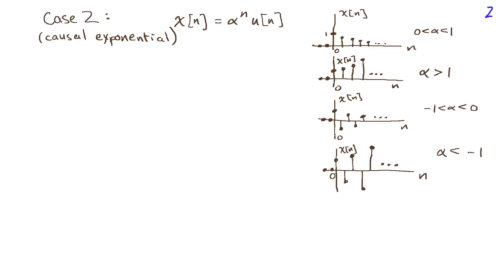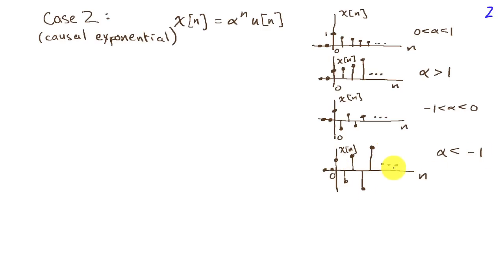For a second example, we're going to look at a causal exponential signal. So this signal, x of n, is defined as alpha raised to the nth power times u of n. So it exists for positive values of n, it's zero for negative values of n, and depending on the value of alpha, we could get several different cases, which I've sketched here. If alpha is positive, but less than 1, then alpha to the n decays. We have a decaying sequence. On the other hand, if alpha is greater than 1, alpha to the n grows, so we have an increasing sequence. And if alpha is negative, but between minus 1 and 0, then we have an alternating sign, but a decaying sequence. And if alpha is more negative than minus 1, we have something that grows but alternates.